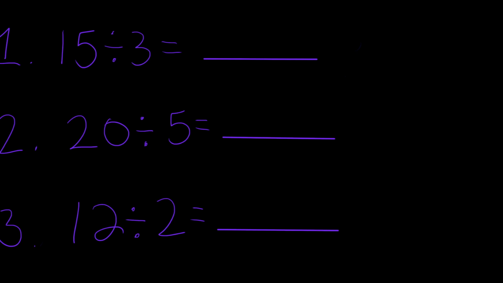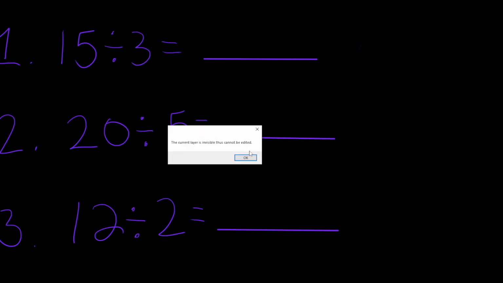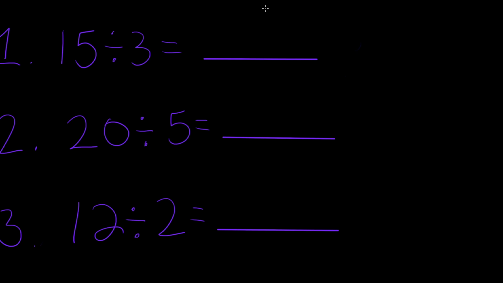Okay, well, let's check our answers now. 15 divided by 3, that's going to be 5. 20 divided by 5, that's going to be 4. And 12 divided by 2 is 6. Okay? That is an introduction to division.